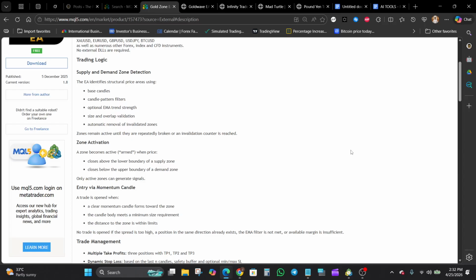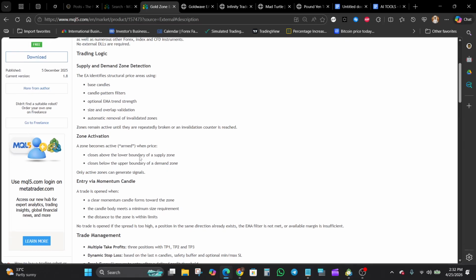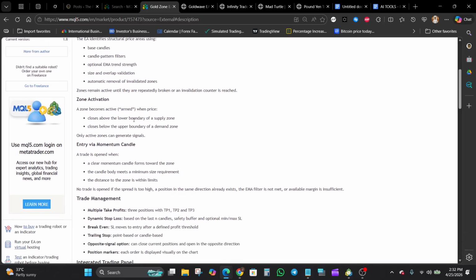But one limitation is that zone-based systems can struggle in choppy or highly erratic markets where structure breaks down frequently. Then we have the zone activation logic. A zone doesn't immediately trigger trades, it only becomes active after price interacts with it in a specific way. This is important because it avoids premature entries. The EA is basically waiting for confirmation that the zone is being respected, not just touched.